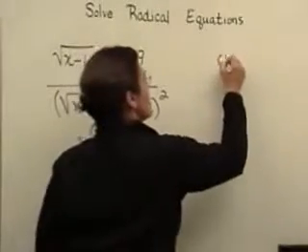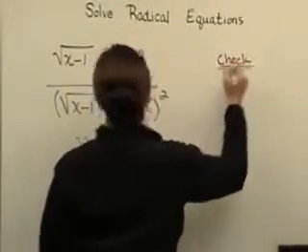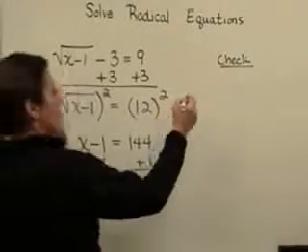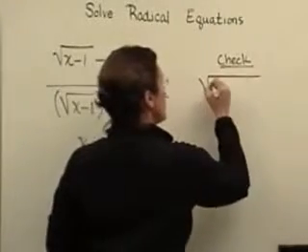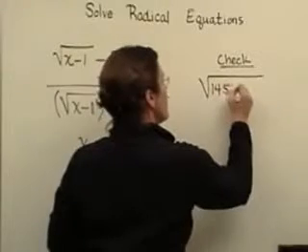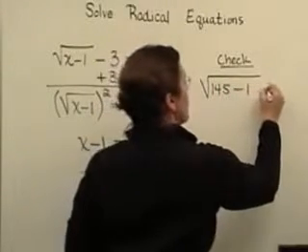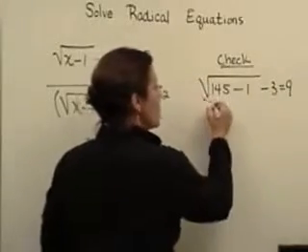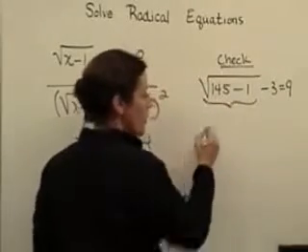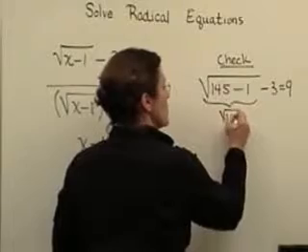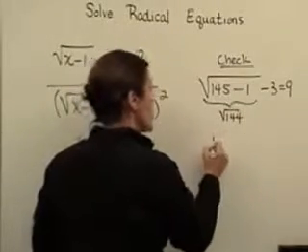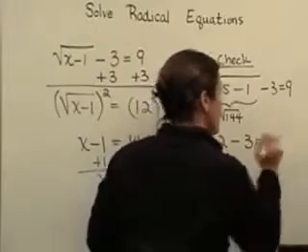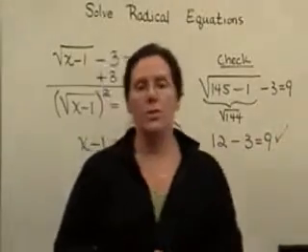Let's check it. I don't know that we'll have time to check all of these, but fairly quickly, let's substitute in for x a value of 145. So I have the square root of 145 minus 1, and then minus 3, and I'm wondering if all that is going to equal 9. Well, this right here is the square root of 144, which is 12, and I want to know if 12 minus 3 equals 9, and it does, and this solution checks.